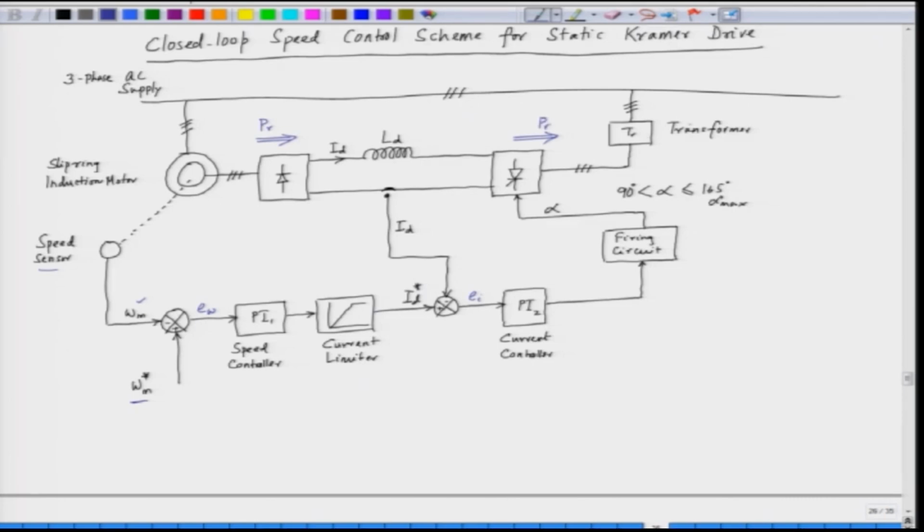So, this is the static Kramer drive in closed loop. By controlling angle alpha of the converter, we can control the speed. Since this is in the closed loop, we have to just change the reference speed. By changing the reference speed, the speed can be controlled.